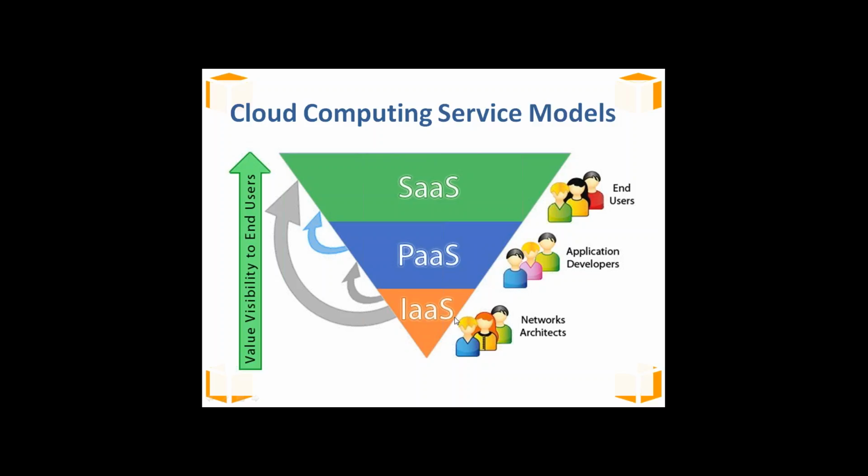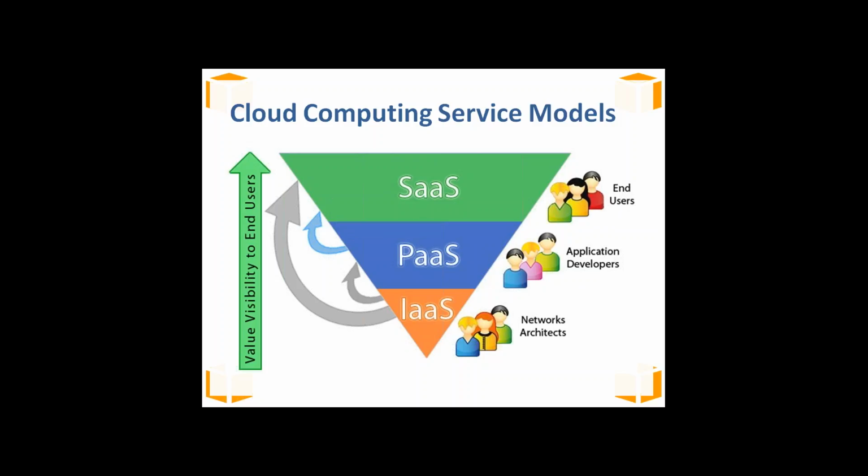This is a value visibility to the end user. So you can see that between the end users there is an application developer as well as a network architect coming into the picture. I just want to talk about the relationship here: the network architect tries to help for a PaaS as well as for a SaaS. That is what this diagram tries to tell you. Now let's talk about each individual service model.